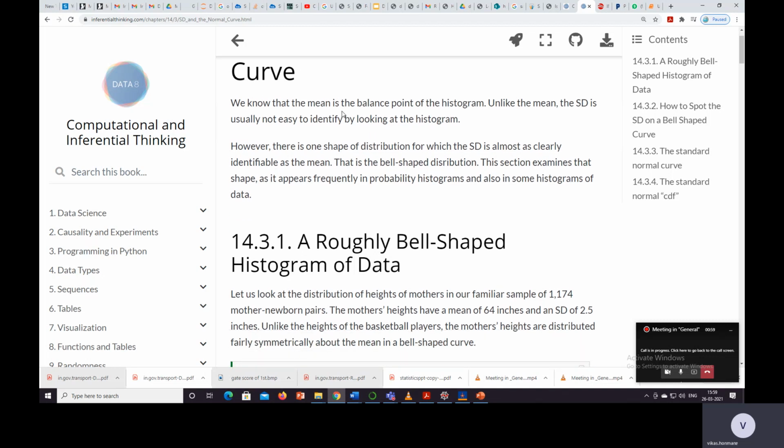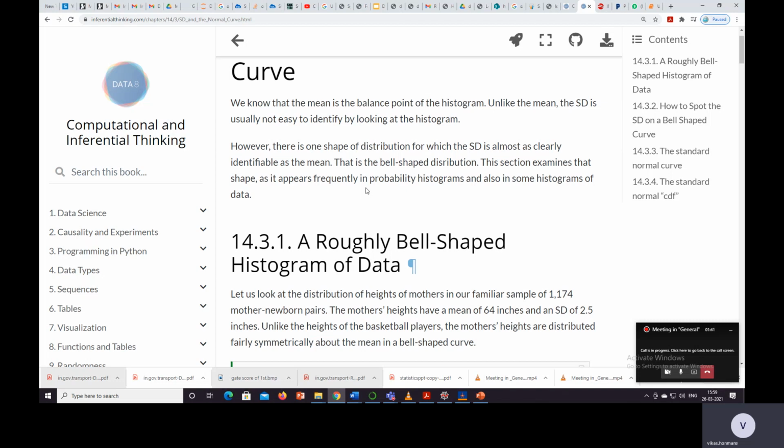Okay, so we know that the mean is the balance point of a histogram. We have already seen how to draw a mean. Some of the points are on the left hand side and some of the points are on the right hand side, and we have the balance point as the mean. Unlike the mean, the standard deviation is usually not easy to identify by looking at the histogram. The mean is the balance point that we have observed, but we cannot identify the standard deviation directly.